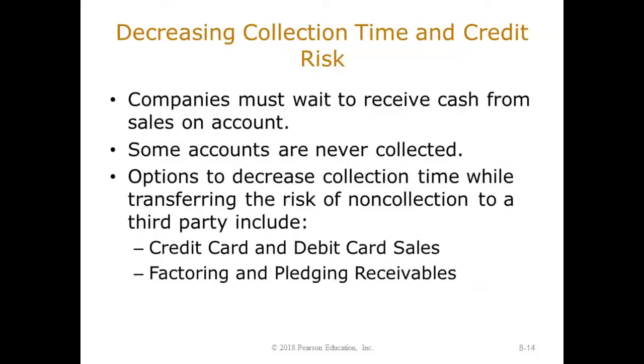Now, the decrease in collection. The problem with credit sales is this: you have to wait for the cash. With the operating cycle, you want that operating cycle to go as quick as possible. From the time that you buy a product to the time that you sell a product and get the cash, you want that operating cycle going as fast as possible. The problem is with credit sales, this slows the operating cycle down. Why? Because you have to wait for the cash from the customers, from the sale on account.